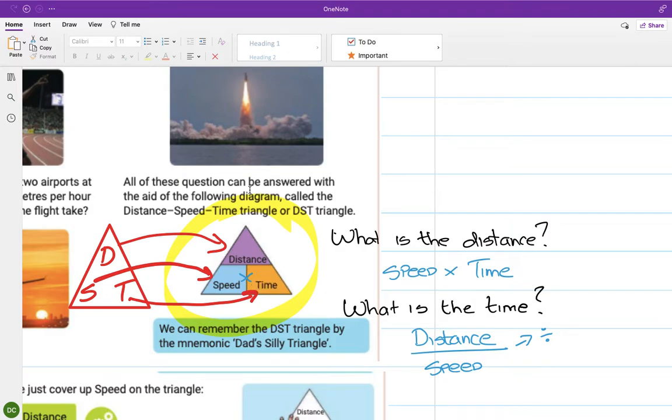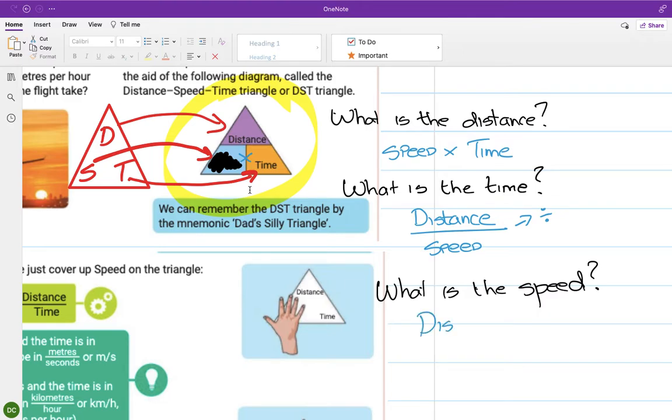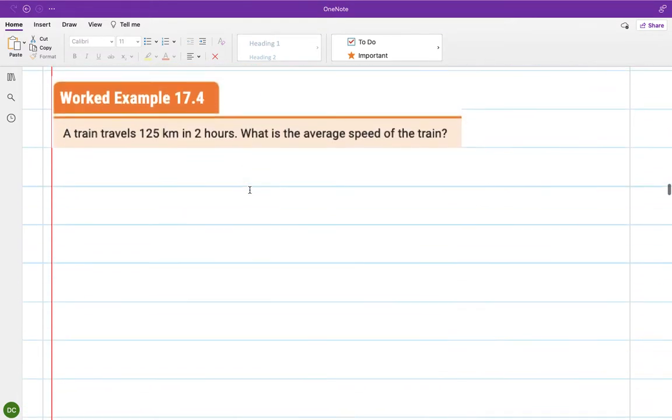And then the last one you could be asked for is what is the speed? So if you're asked for speed, again, you take your hands, you cover speed, and then the formula is revealed. And the formula this time is distance on the top divided by time on the bottom. And that's how you use the triangle. Okay? So we'll come back to it and we'll use it a few times when we're doing the questions, but we'll have a look.